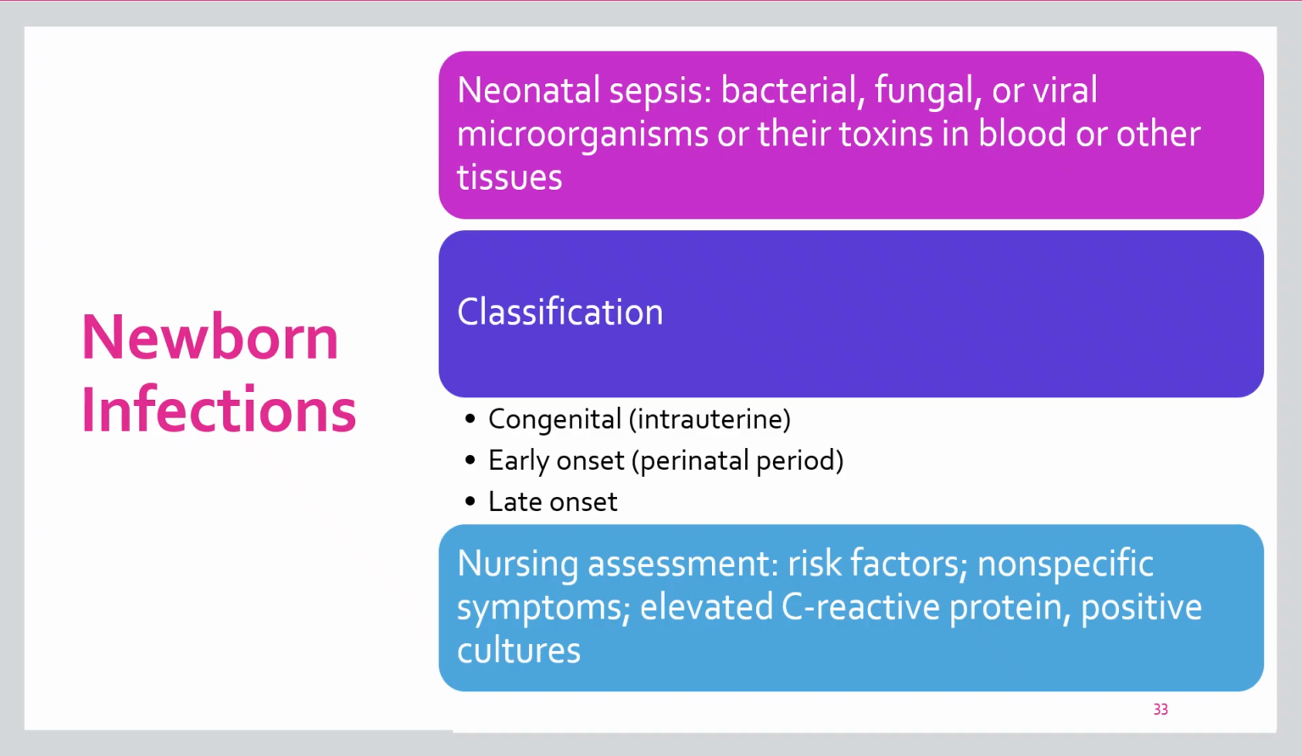Key signs include temperature instability, poor feeding, apnea, and lethargy. Classification can be congenital, intrauterine, meaning it already happened when the baby was inside the mother's womb, early onset, in the prenatal period, and late onset, which can develop after a few days of birth. Nursing assessment: look for the risk factors, non-specific symptoms, elevated C-reactive protein, and positive cultures. Those are the signs indicating the baby can go into sepsis. If so, support the airway, circulation, and nutrition, all needed.